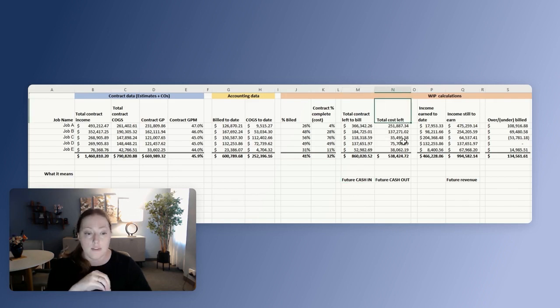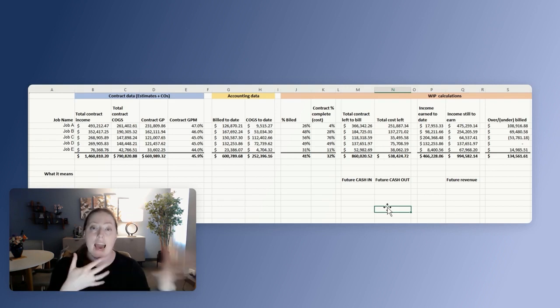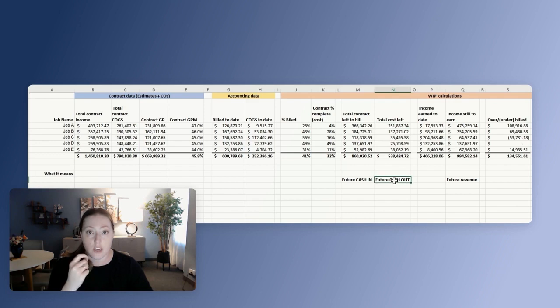Also, the total cost left is going to tell you how much you still have to pay out, right? Especially if you're using that with the purchase orders.